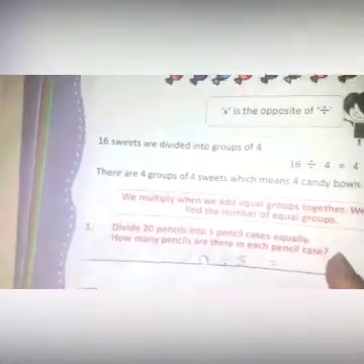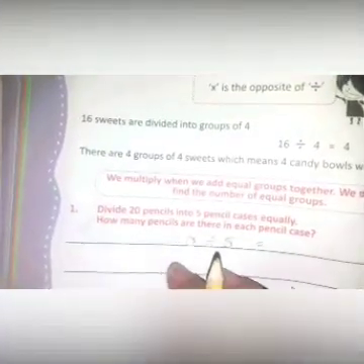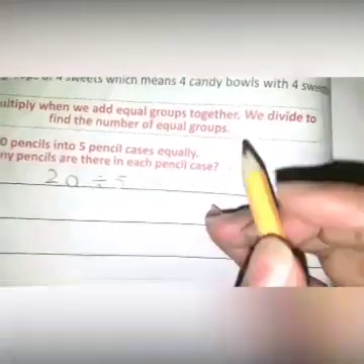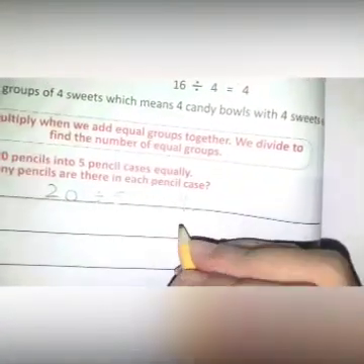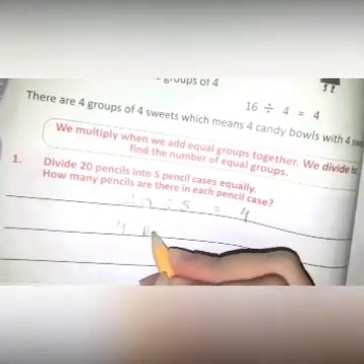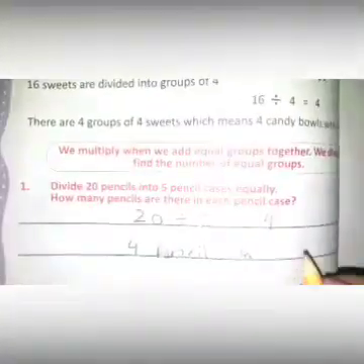You will draw 20 pencils. You can see that I have drawn the 20 pencils and every group has 4 pencils. 1, 2, 3, 4, 5. So there are 5 groups and every group has 4 pencils. So when you divide 20 by 5, the answer will be 4 because every group has 4 pencils. So you will write here 4 pencils in each case.